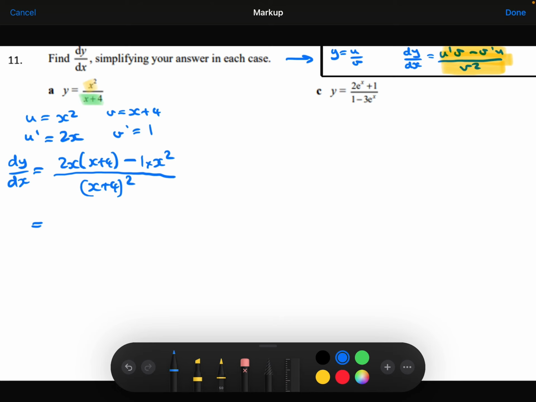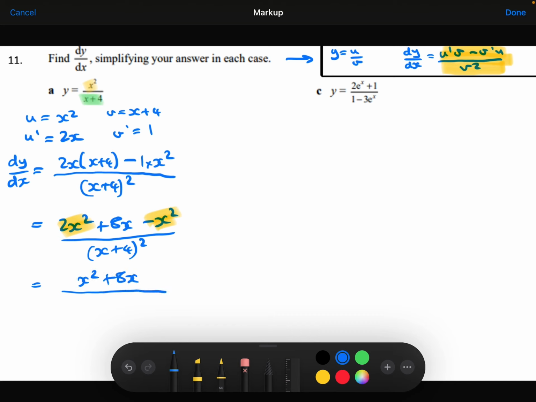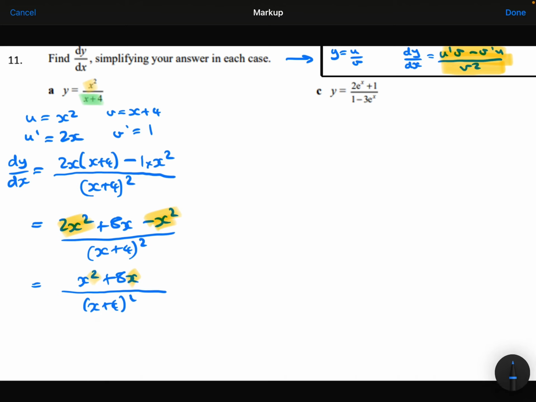Just simplifying that then, we've got 2x squared plus 8x minus x squared. I'm not going to expand the brackets on the bottom because that's not going to help me to make it simpler. Expanding the brackets on the top helps me to make it simpler because I can collect up these like terms, to be x squared plus 8x over x plus 4 all squared, and then we can factorise an x outside here. And that is my answer in its simplest form.